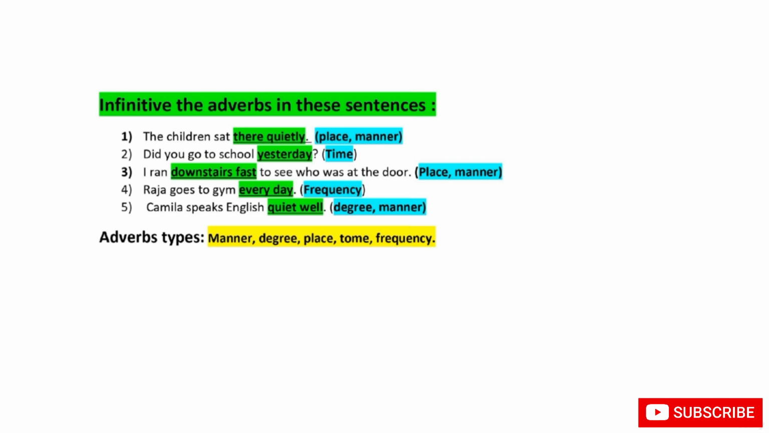In sentence number 4, the adverb is every day, and it's an adverb of frequency. And in number 5, again 2 adverbs. Well, which is an adverb of manner. It tells us that Camilla speaks English well. And the word quite, which is an adverb of degree. It gives information about well. That is, how well? Quite well. It's like saying very well. So did you get all of the adverbs?